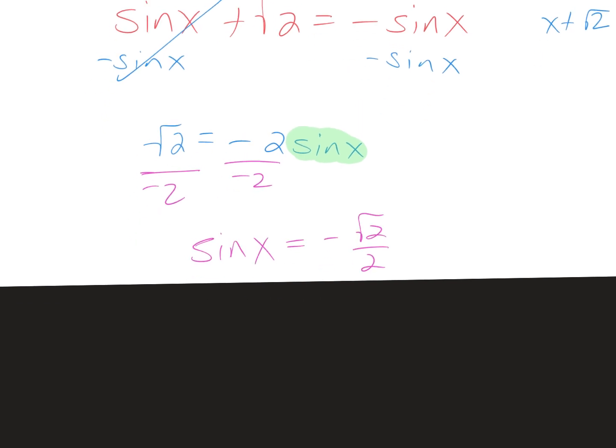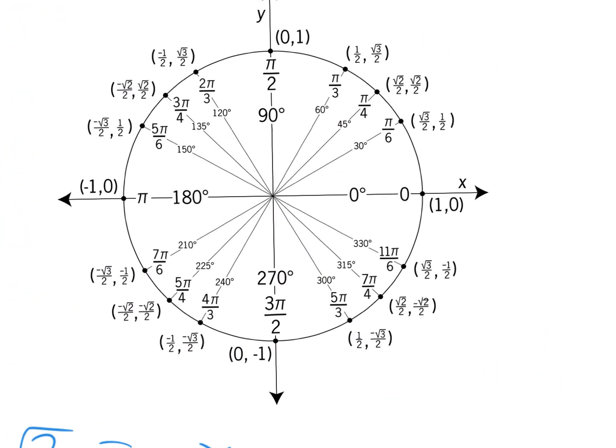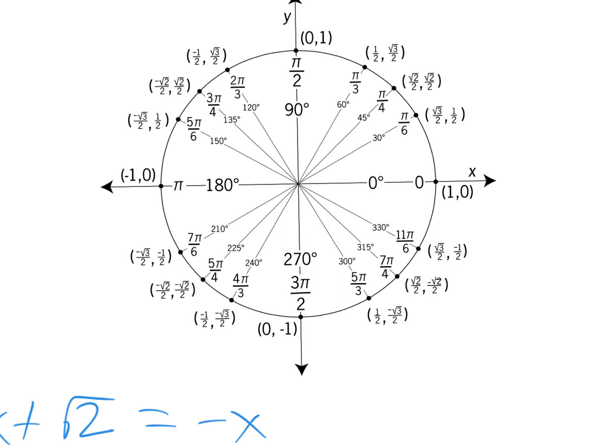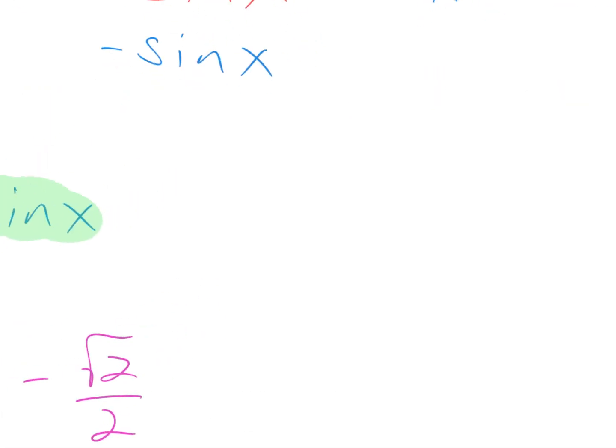Now, that's not my final answer. What does that tell me? Where do I look on my unit circle? Y values. And I look for where the y values are negative square root of 2 over 2. So go over to your unit circle, which you will have on your test. Where are my y values negative square root of 2 over 2? 7 pi over 4 and 5 pi over 4. Again, what do you notice about the denominators? They're the same. Good. So your answer would be x equals 5 pi over 4 and 7 pi over 4.